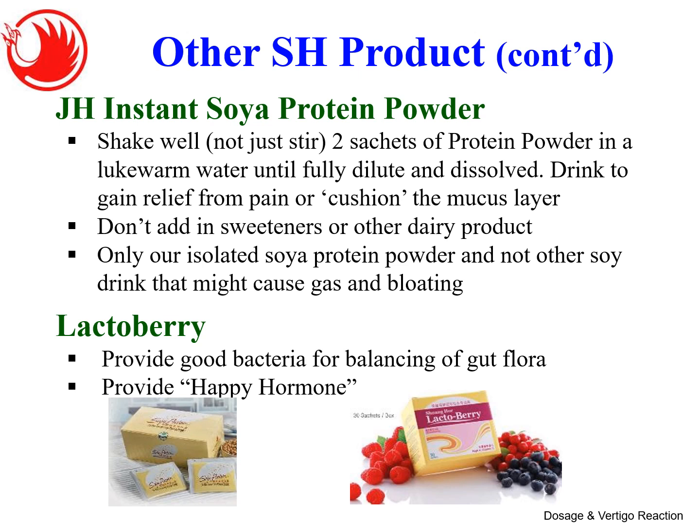Here is how you prepare the drink. Get 2 sachets of protein powder in lukewarm water, and shake well. Not just stir, shake well until fully diluted and dissolved. Drink it immediately. This will help to relieve the pain or cushion it, by providing the mucus layer in your stomach.